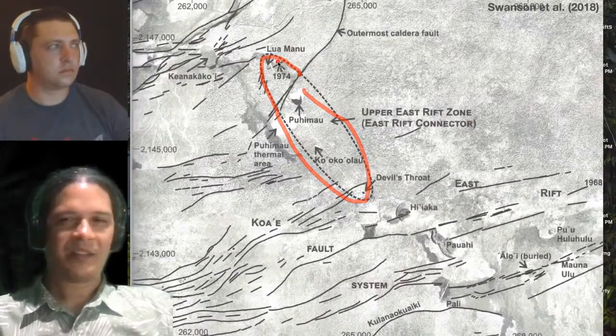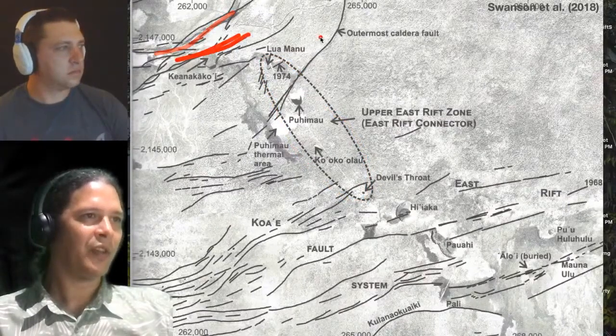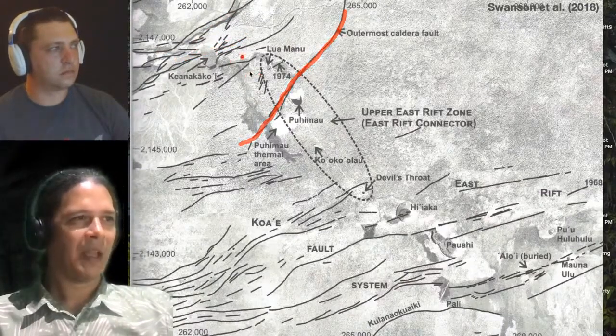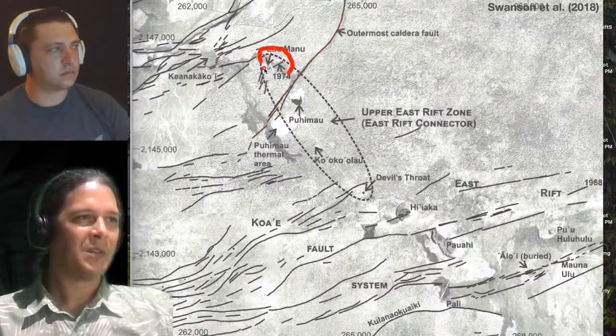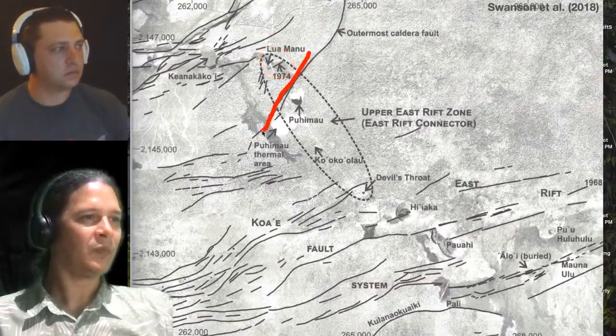You can see these black lines are the faults. These are the caldera faults over here, the main ones through here, but you actually have an outermost caldera fault that goes all the way back over here. It includes Puhima crater. So really, some of these eruptions that appear to be in this Upper East Rift Zone by Luamano in 74 are actually still caldera eruptions right through there.